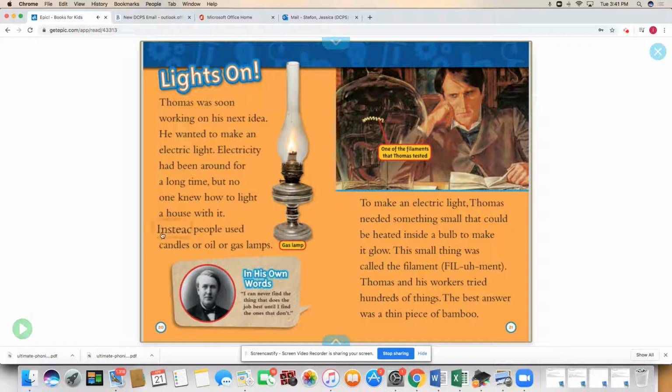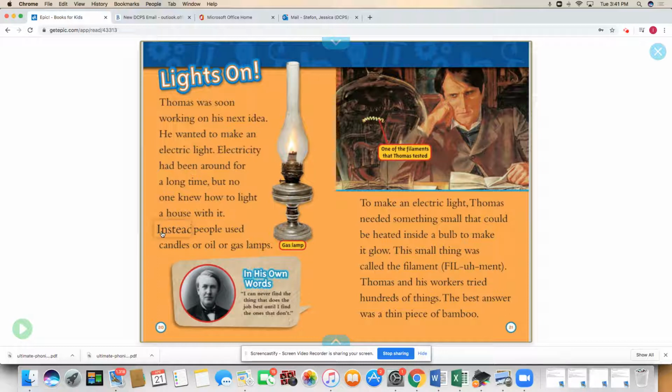Okay, so right there, there's the problem. There's the need for society. People already had electricity at this time, but they couldn't figure out how to actually light up their house. When people walked into the house, they didn't have just a light switch that they could turn on.